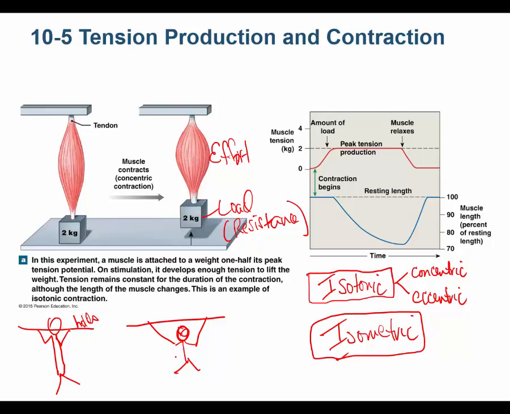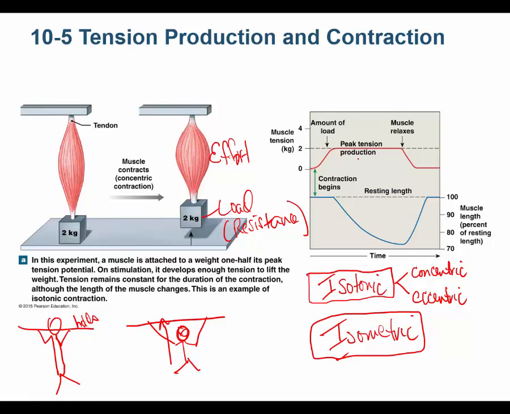Whereas the concentric contraction is going from hanging down to chinning up. So chinning up is a concentric contraction. You're shortening the muscle and lifting the load. But an eccentric contraction is contracting your myofibers, but lengthening the muscle. So you can see the difference between concentric and eccentric there. This is showing you concentric.